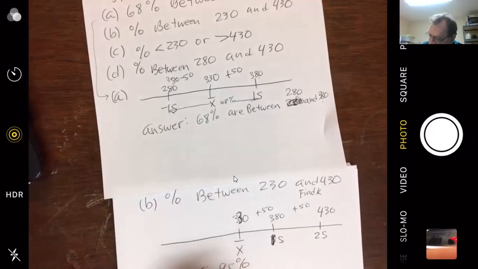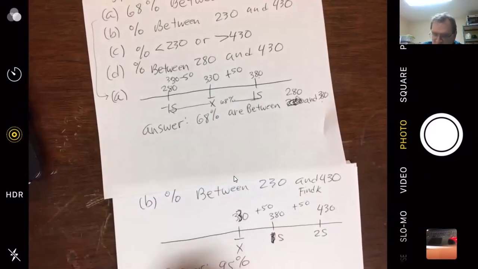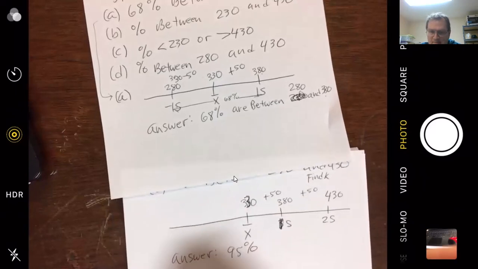So now I'll go to C, and they're asking percent less than 230 or greater than 430.